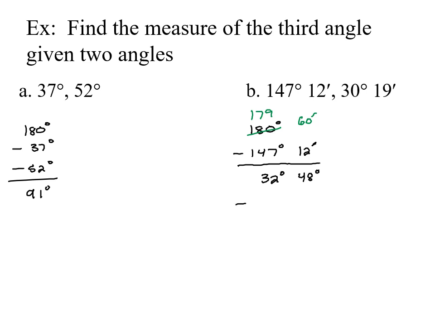And then you could subtract off the 30 degrees and 19 minutes. No borrowing required there, so you get 2 degrees. And 48 minus 19 is 29 minutes. And so that would be the measure of the missing angle for the triangle.